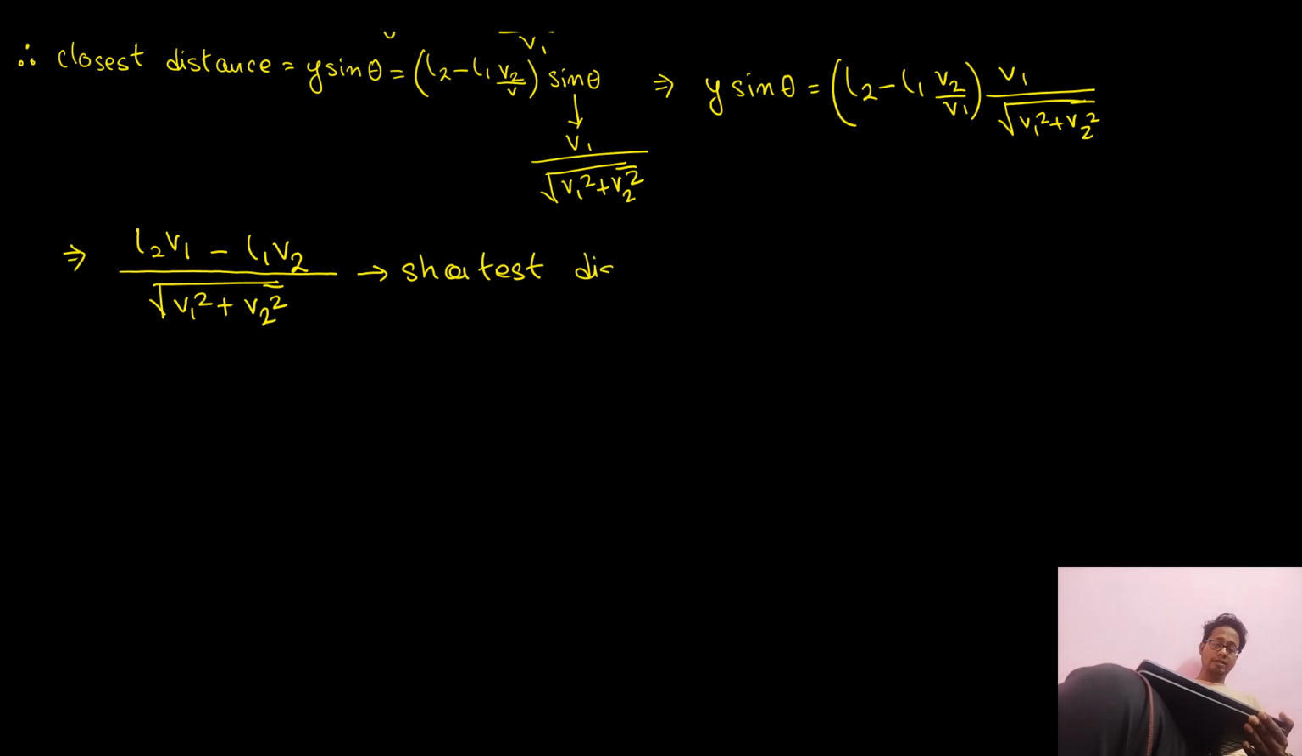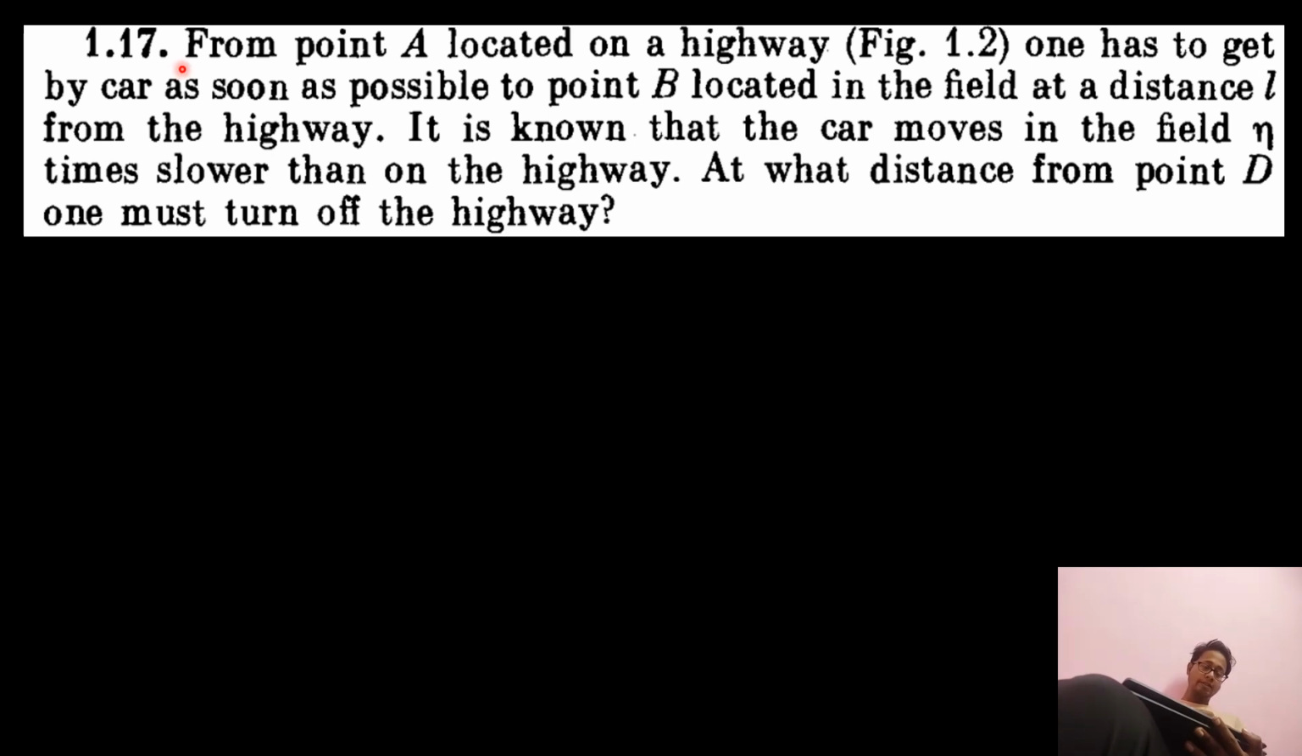Shortest distance. Okay, let's take this question. From point A, located on a highway, one has to get by car as soon as possible to point B, located in a field at a distance L from the highway.